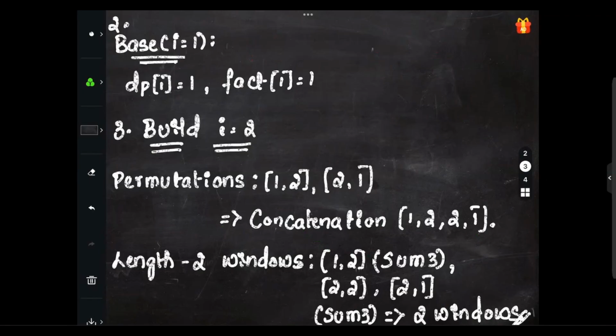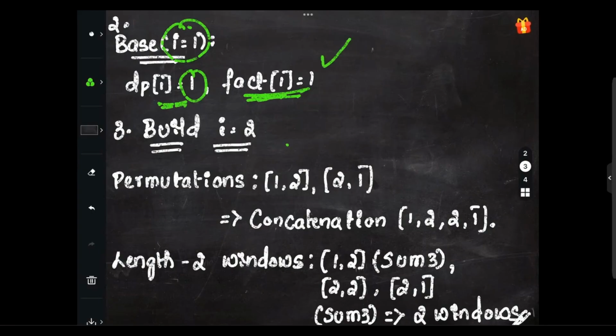Now first let's go with the base, I equals 1. We have to go with I equals 1, I equals 2, and I equals 3, in the form of iterations. So dp of 1 is 1, and factorial of 1 is 1 factorial, nothing but 1 itself. So dp of 1 is 1 and factorial of 1 is 1 for the base I equals 1.